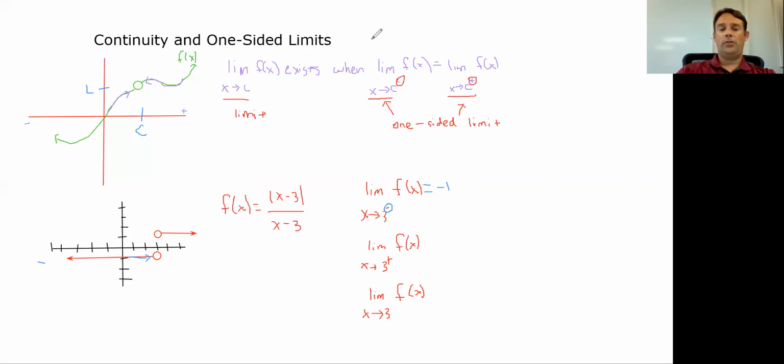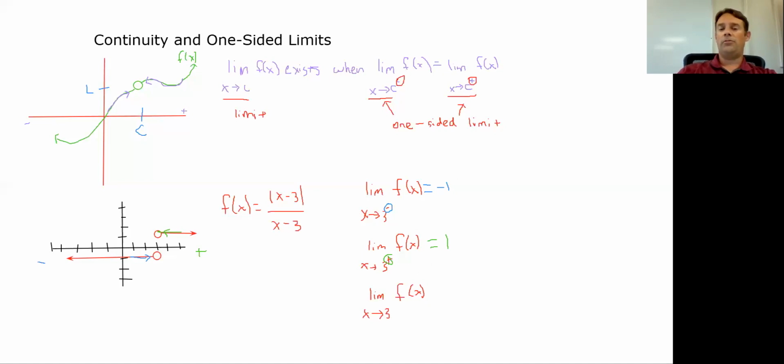This one right here is if I were to approach from the positive infinity side. So here's positive infinity. This says I'm approaching it from the positive infinity side. And that would have gone to +1. So negative is approaching from the negative infinity or left side. Positive is approaching from positive infinity or the right side.